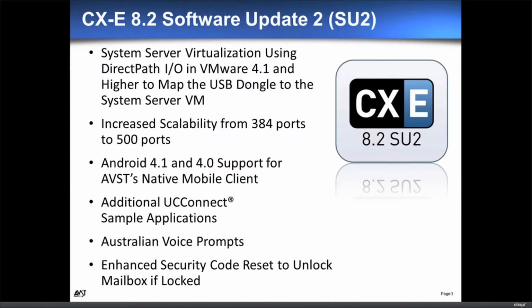In today's session, we're going to cover the most significant changes to version 8.2. The first is a big step for AVST in making it possible to now virtualize the system server by using VMware's Direct Path I/O mapping, which accommodates the USB software security dongle. Based on increased hardware resources, we've been able to increase the previous capacity of CX to 500 ports.